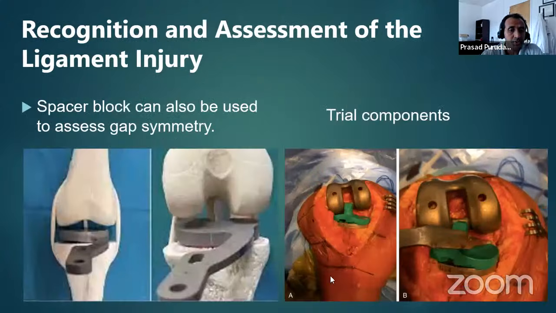Another technique is using the spacer blocks. We often use the spacer blocks to assess the gaps again, and they can give us a good idea. And of course, after we place the trial components like this, if we see a significant laxity in one of the compartments, that's an indication that there is injury to the collateral ligaments.